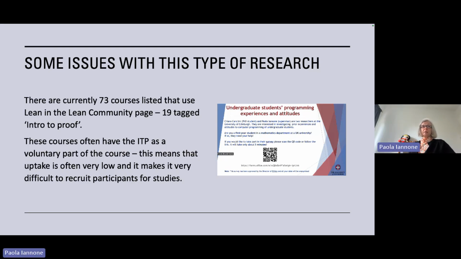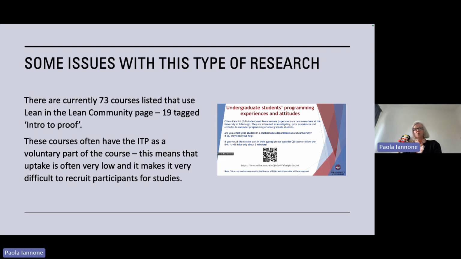What are the issues with this type of research? At the moment, there are 73 courses listed that use Lean on the Lean community page, and 19 are tagged Intro to Proof. These courses sometimes, a little bit less now, but especially when we started, had the ITP as a voluntary part of the course. And this means that the uptake is very low.